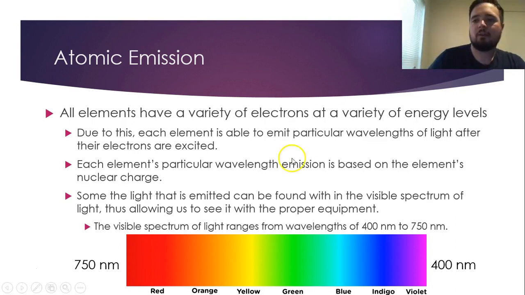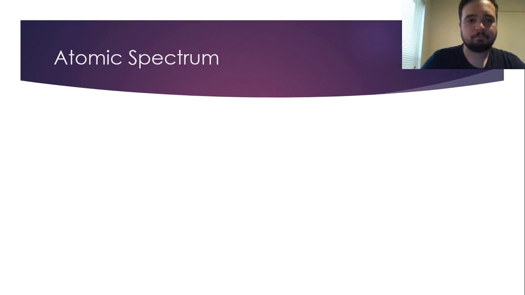Another way you can always remember this is Roy G. Biv. So if you write this on a test, you can just write 750, ROYGBIV, and then 400 nanometers. This might be something that you probably learned in your physics class too. So just a little refresher there.